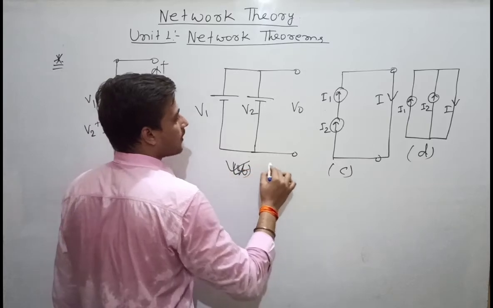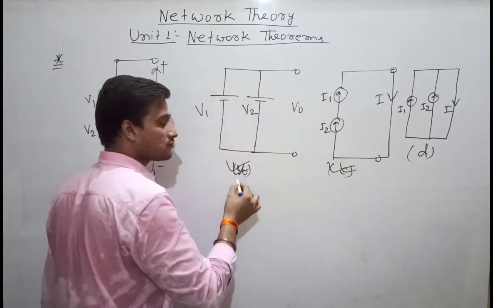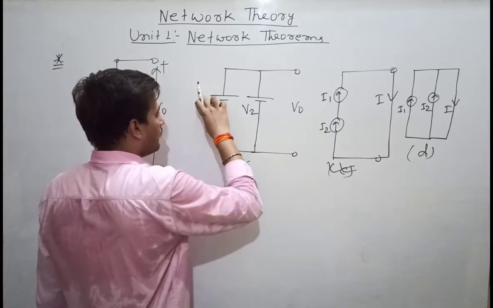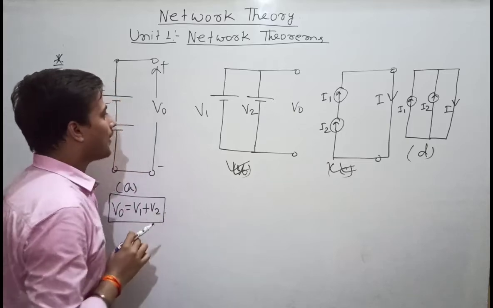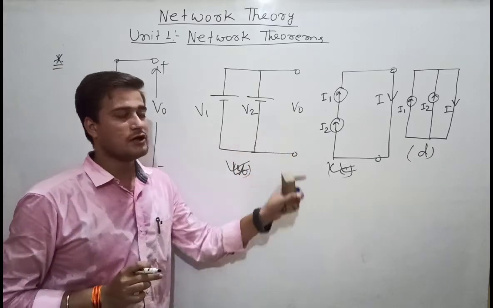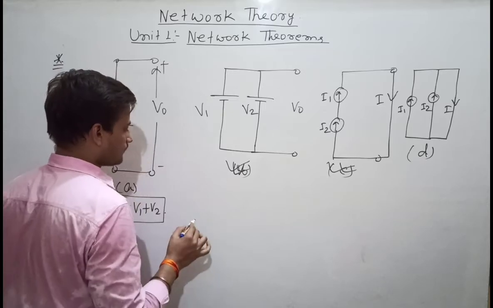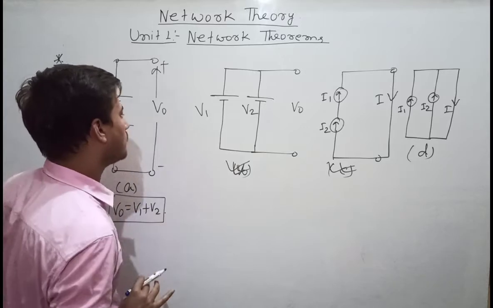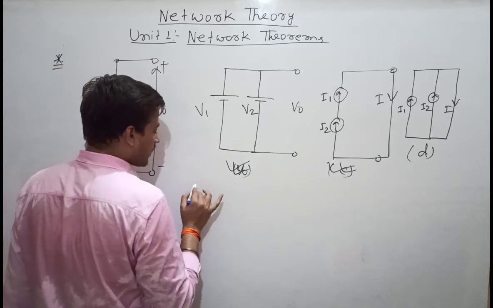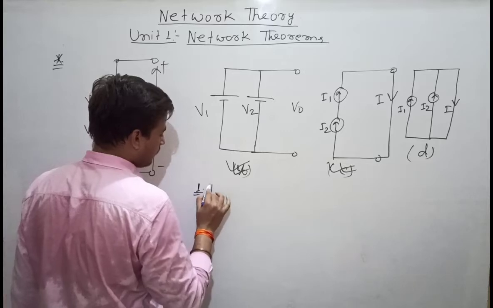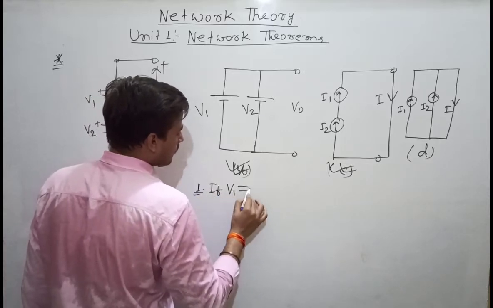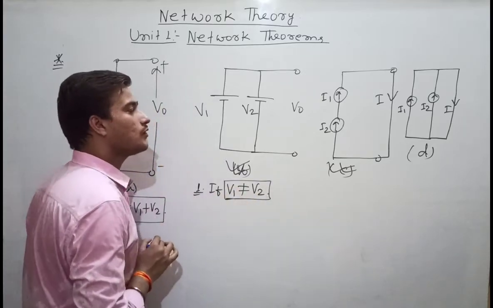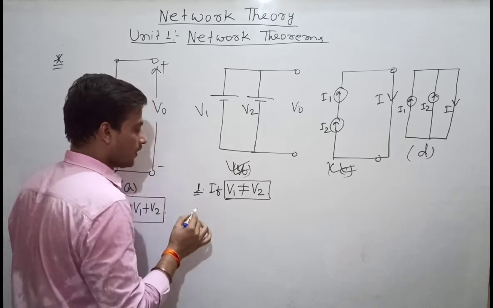This circuit is very, very important. B and C. That's why I am explaining here the basics of circuit theory. Here V1 and V2 are connected in parallel. These two are ideal sources. You have to write the value of V0. How to write the value of V0? So here you will have to check the conditions. First condition is if V1 is not equal to V2, then what will happen?